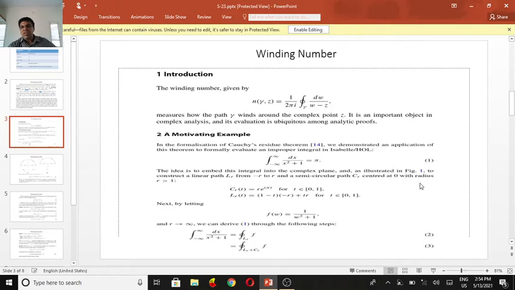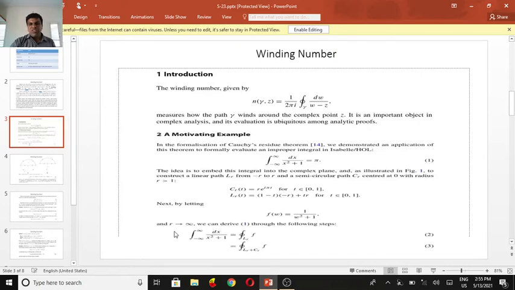This is the notation: the linear path is denoted LR, from minus R to R. The semicircular path we denote CR, centered at 0 with radius R greater than 1. CR of t is R times e to the power of pi i t for t in the closed interval 0 to 1. The linear path LR of t is equal to (1 minus t) times minus R plus tR for t in the closed interval 0 to 1. Next, we let f of w be equal to 1 divided by w squared plus 1.